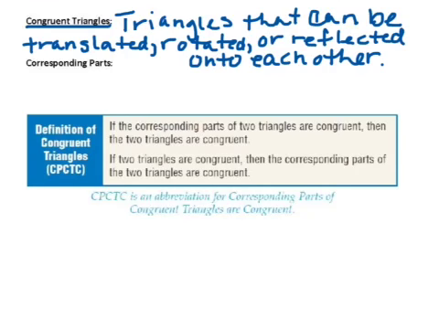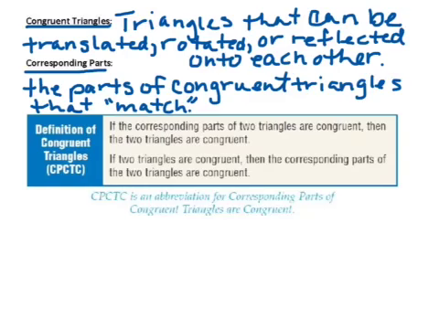Another common term that we'll refer to in this chapter is corresponding parts. Corresponding parts of congruent triangles are the parts of the triangles that match. Let's be sure to copy this down as well.